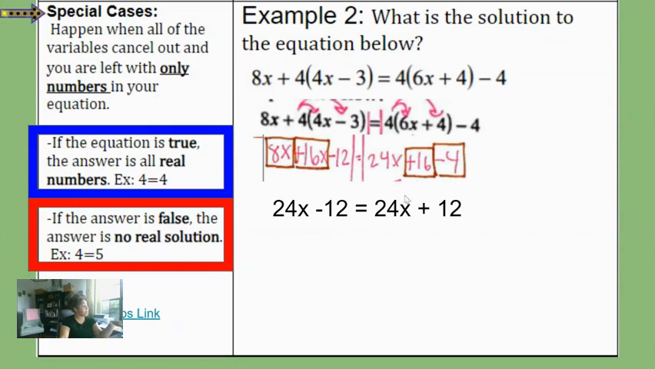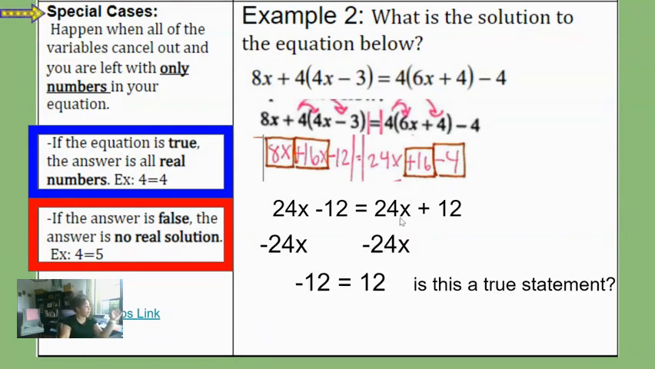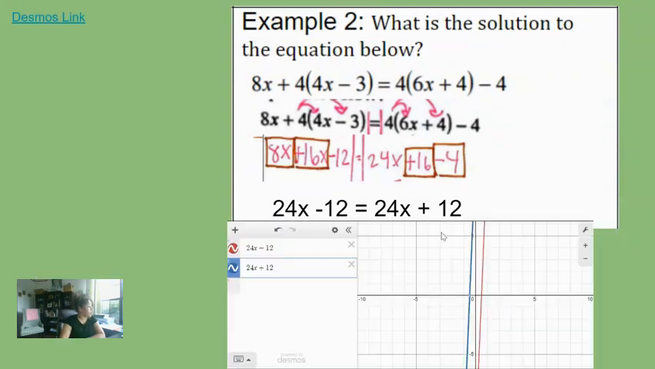Okay? Now, if you look, this is the same equation. So if we subtracted 24x, we'll have negative 12, well, almost the same. You have negative 12 and 12. They don't equal each other. Okay? So because they don't equal each other, this is going to be no real solution. What this looks like on a graph is that these two lines are going to be parallel lines. So they'll never cross each other.